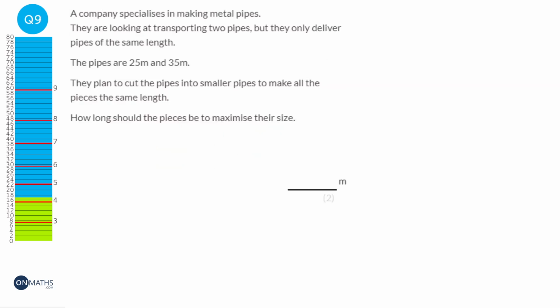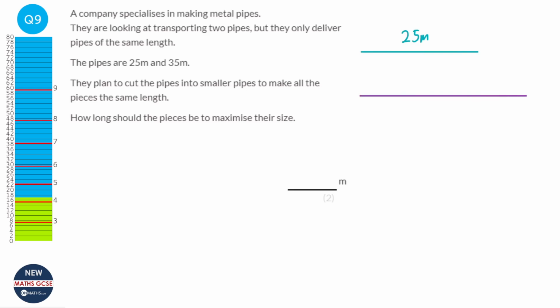So if we imagine we've got the 25 meter pipe here, and we've got the 35 meter pipe here, the question's basically asking us what can we cut all these pipes into, and they all have to be the same length that will fit with the 25 meter and the 35 meter. And essentially what this question is asking is, what is the highest common factor of 25 and 35?